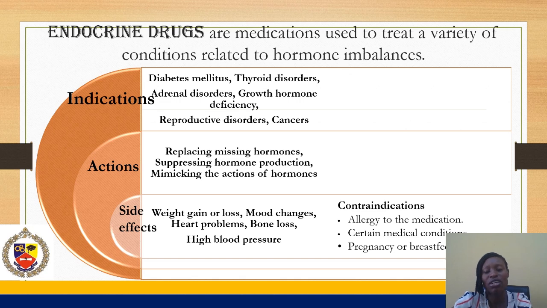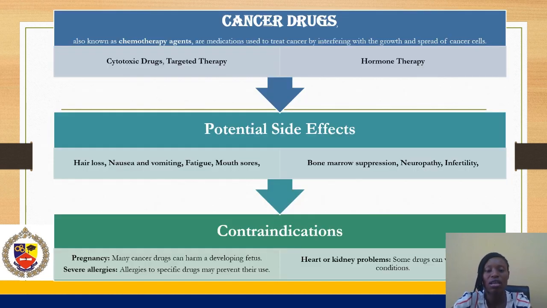You have the endocrine drugs. They are used to treat a variety of conditions related to hormone imbalances, such as diabetes mellitus, thyroid disorder, adrenal disorder, growth hormone deficiency, reproductive disorder, cancers. They also have their own side effects: weight gain, mood changes, heart problems.